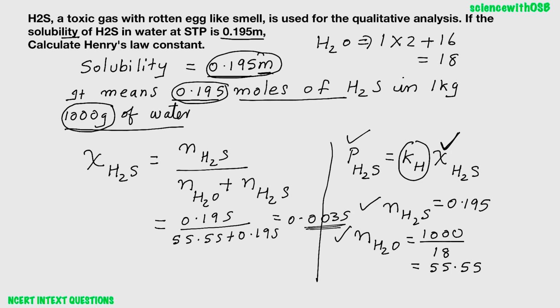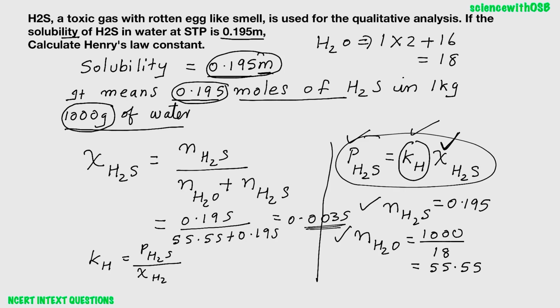Okay. Now, last step, we have to find Henry's constant. For that, you have to use this equation. KH is equal to pressure of H2S divided by mole fraction of H2S. So, we can calculate that. What is the pressure of H2S? It's given STP, and STP means 1 bar. The question says the whole thing is happening at STP, so pressure is 1 bar.